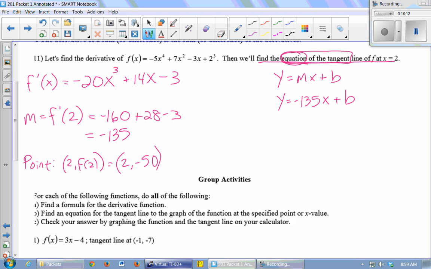Okay, so how do you use that point to get the y-intercept? Plug it in, the x-coordinate for x, the y-coordinate for y, solve for the y-intercept. So I had -50 is equal to -135 times 2 plus b. Solve for b, and -50 plus 270 is 220. And then the equation of your line is -135x plus 220.